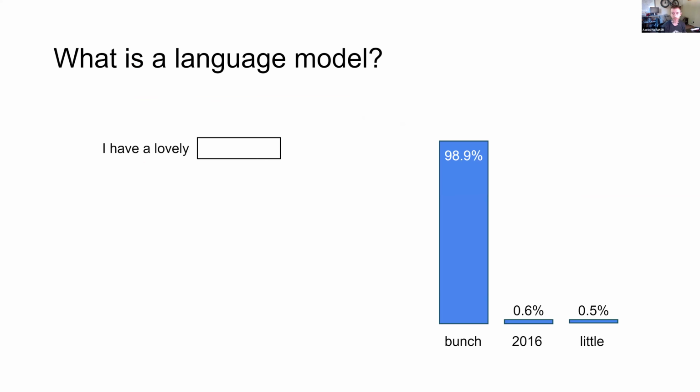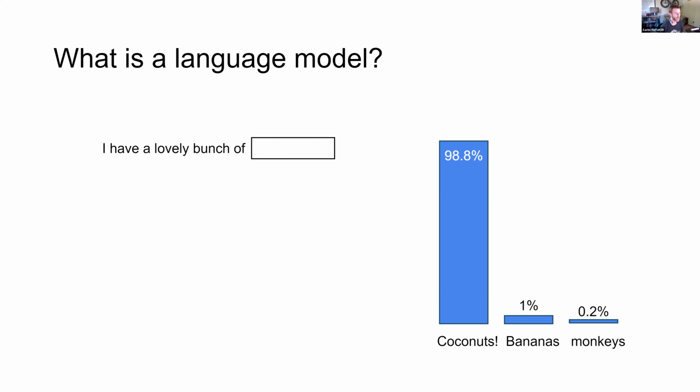Okay, so first, what is a language model? Well, a language model is really just something that predicts the next word. We start with, in this example, "I have a lovely," and the word "bunch" is very likely to come after that. Whereas "2016" is probably not very likely, "little" not very likely. So the language model will say, okay, I'm probably going to select "bunch" to come after "I have a lovely." So we stick "bunch" in there and then we ask, what comes next?